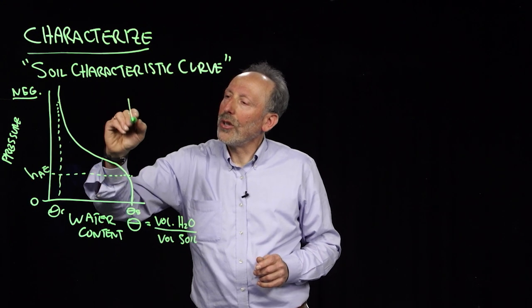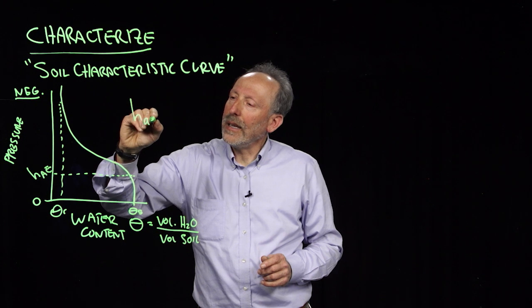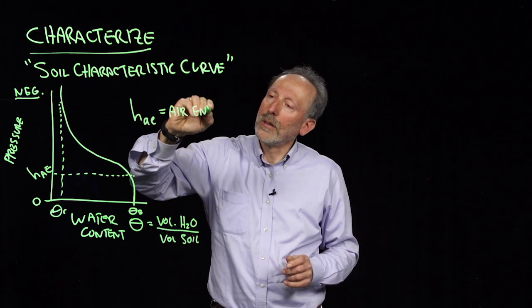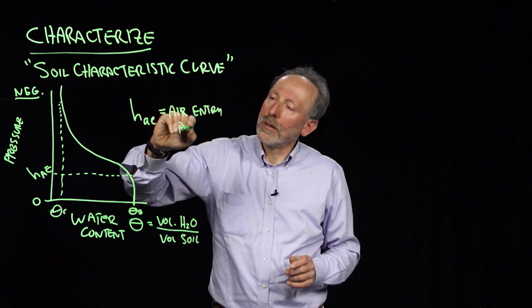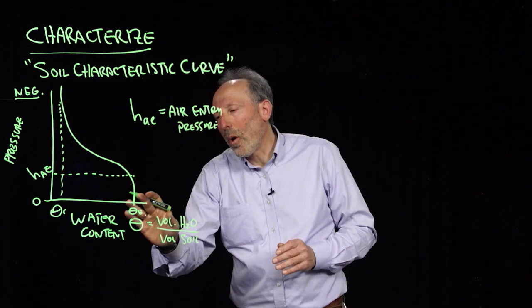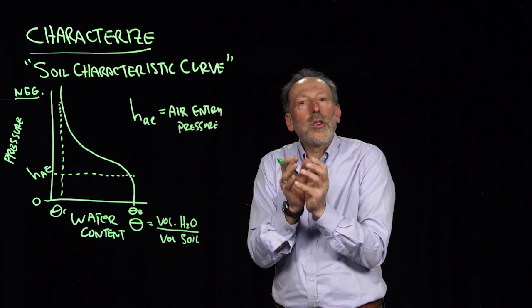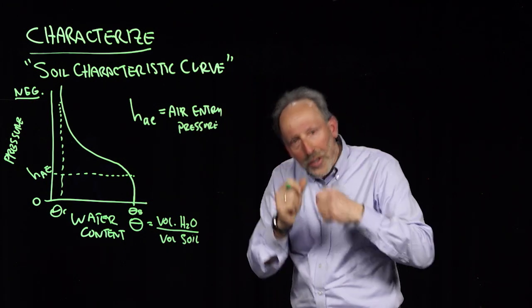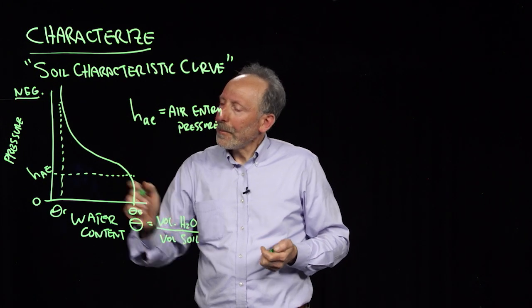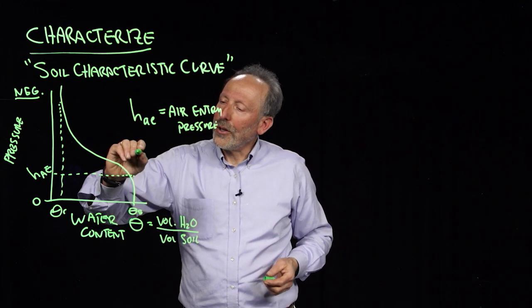So we call it HAE, the air entry pressure. That's when the water had been fully filling the pores, and the largest pores start releasing their water because the air is entering. And this is called the drainage curve.